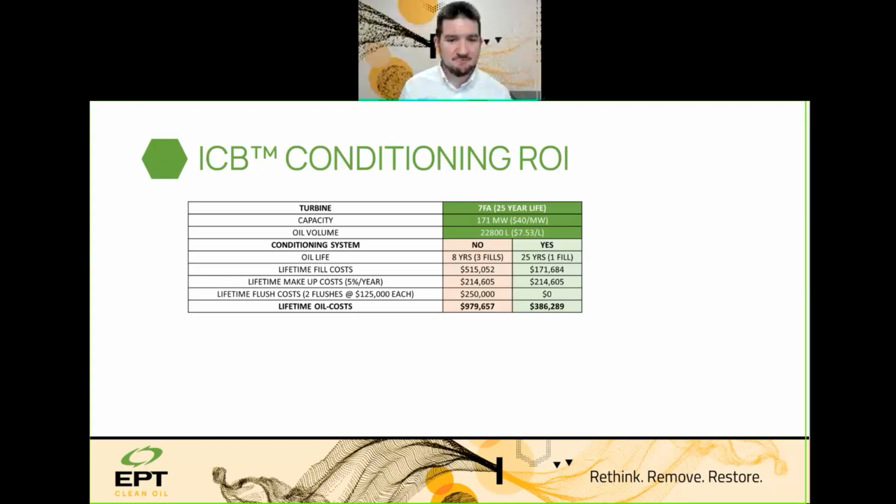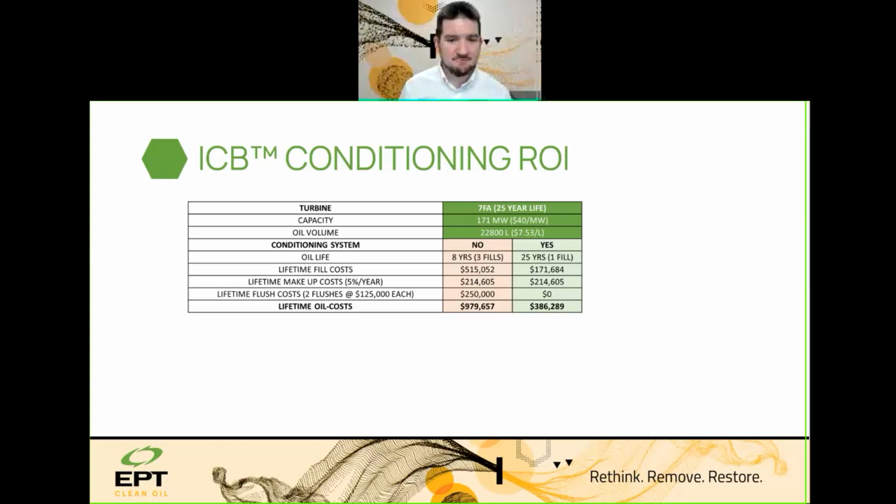If you install a conditioning skid, you're going to save on some fills there because like we saw in the previous case study, you can potentially get a 25-year lifetime out of that oil if you treat it properly from day one. So some significant savings in terms of oil costs. Savings in terms of flushing. If you've got to dispose of your oil twice over the lifetime of the turbine, well, if you're paying good money for a new fill of oil, you probably want to make sure you're not carrying over contamination from the previous charge into that. So you should probably do a flush in between each fill.